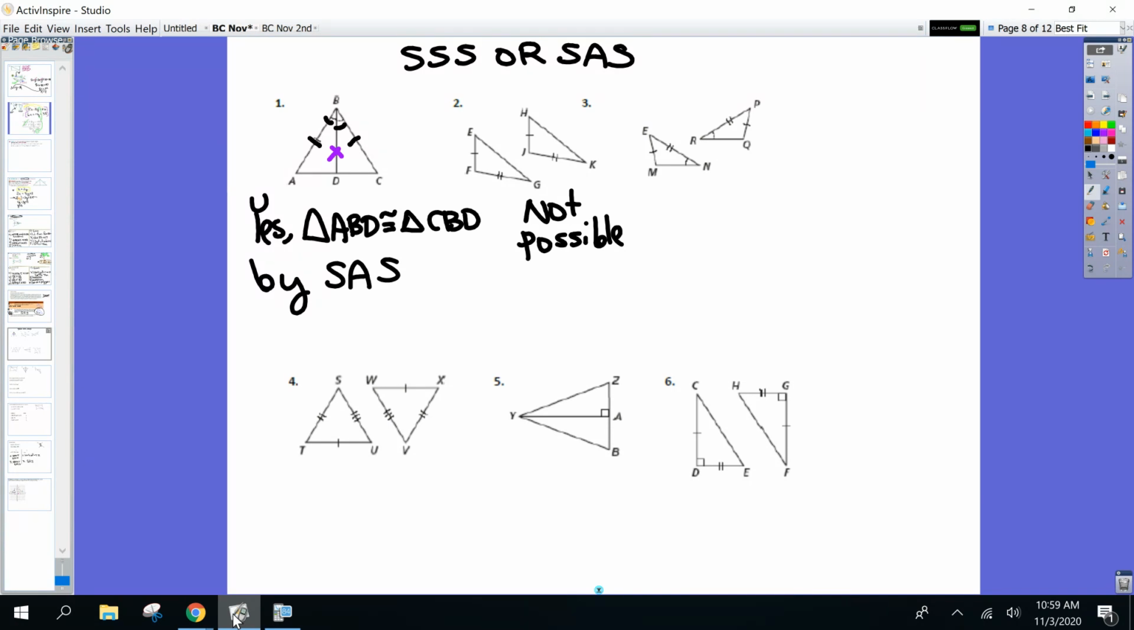Okay, what does side, side, side mean? All three pairs of sides are equal. Did I give you all three pairs of sides equal? Oh, no. So the other one's side, angle, side. Okay, I have sides and angles, but are R and N between the two congruent sides? No. Everyone see how I eliminated both there? Can't do side, side, side. I don't know anything about the third pair. And it can't be side, angle, side because the angles aren't in between. So this is not possible.